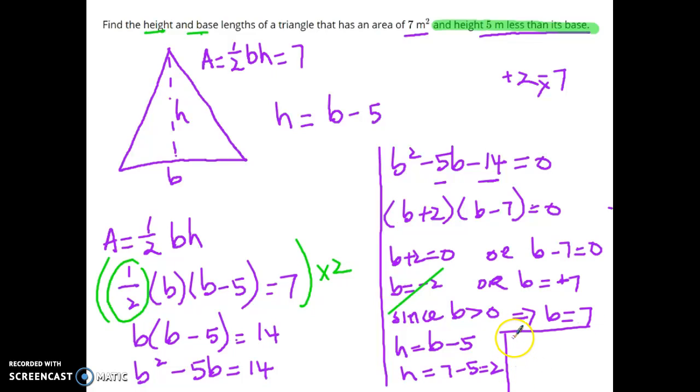So finishing off, I know base equals 7 metres, height equals 2 metres. So I've answered the question with a worded response. That's how we would do applications.